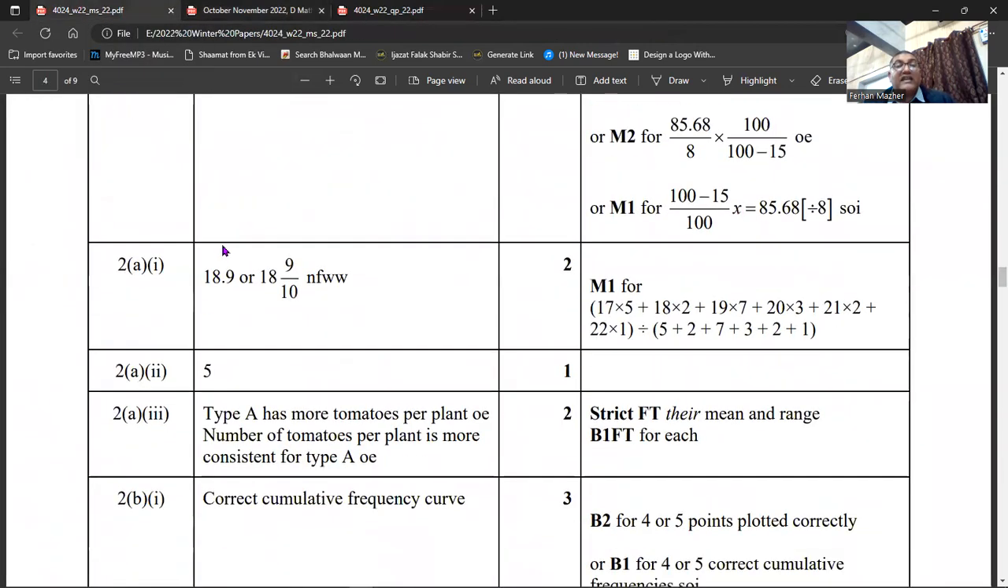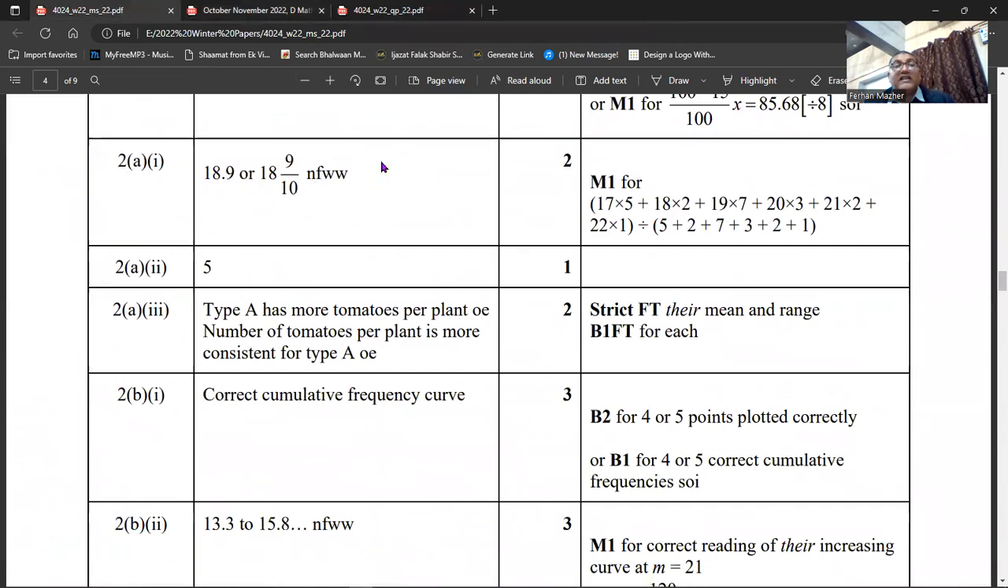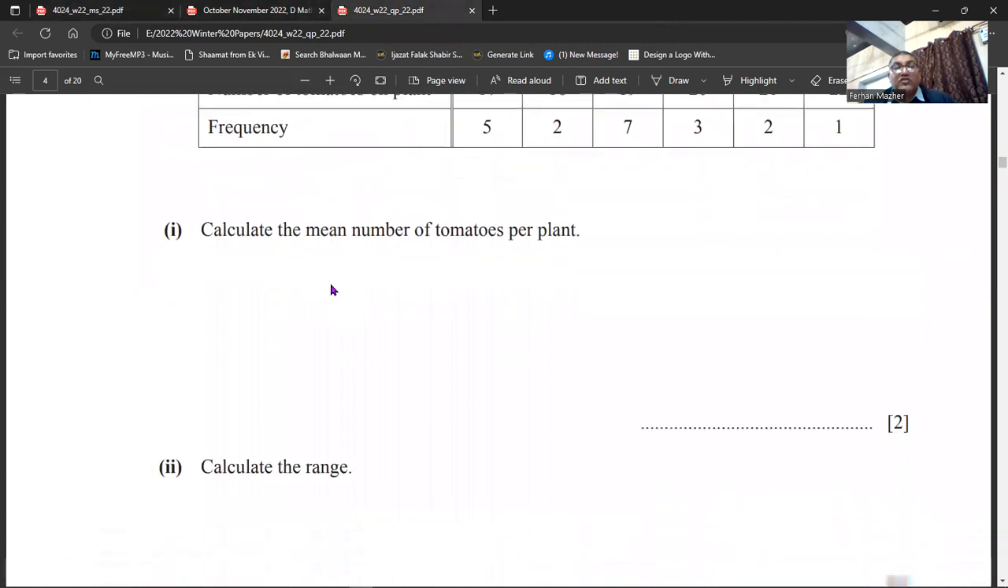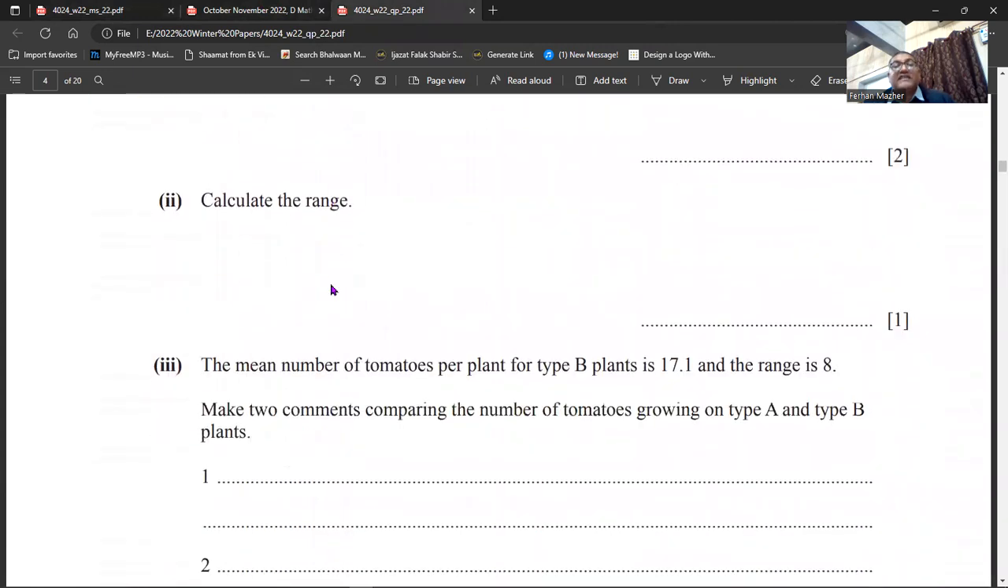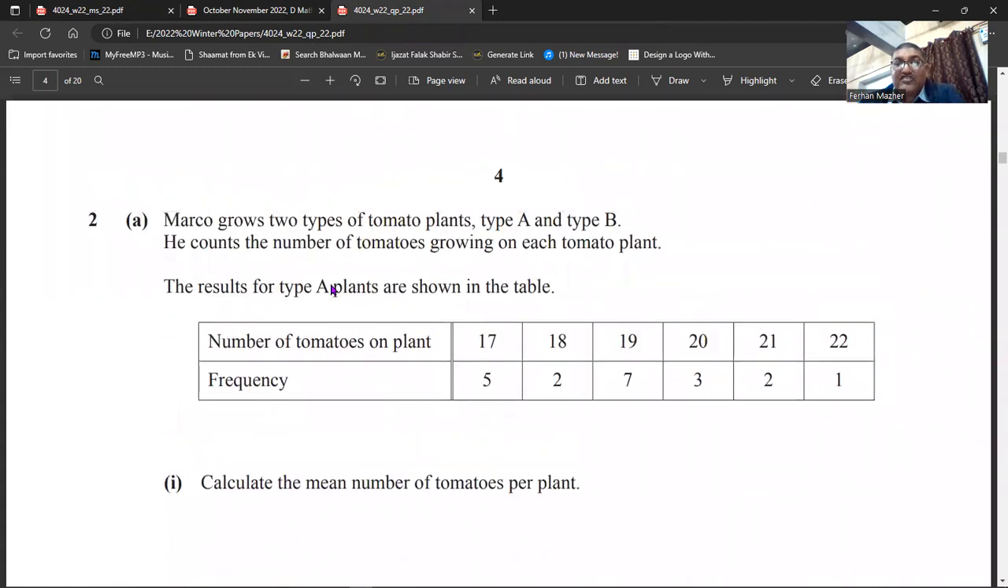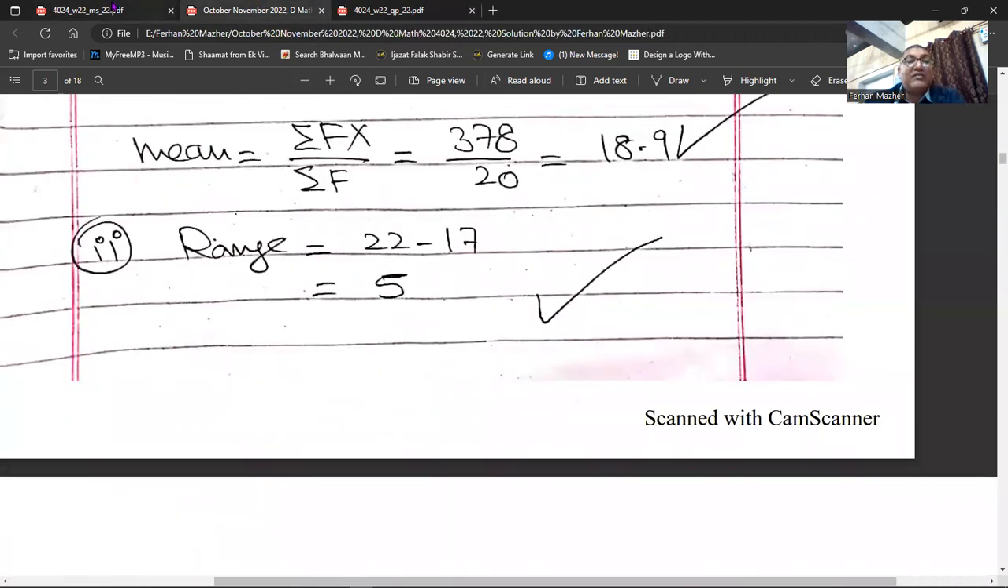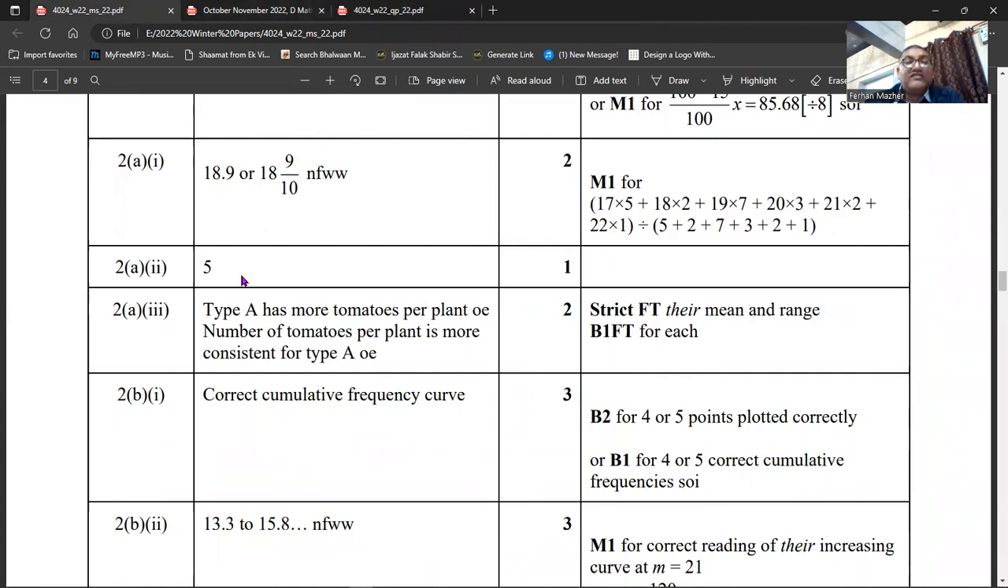18.9 is our answer, and 18.9 is the right answer, sir. This is the solution. Question number 2A, part and its second part. He says calculate the range. The range means from the largest x value subtract the smallest x value. So from 22 I will subtract the 17 and I will get the range. 22 minus 17, that will be 5, and the 5 is the right answer, sir.